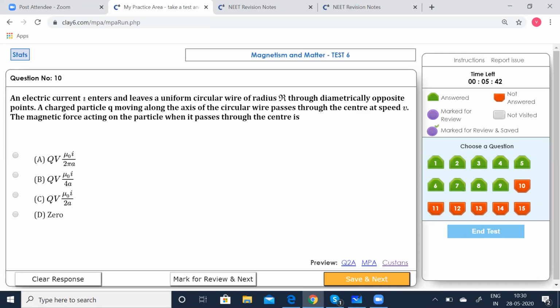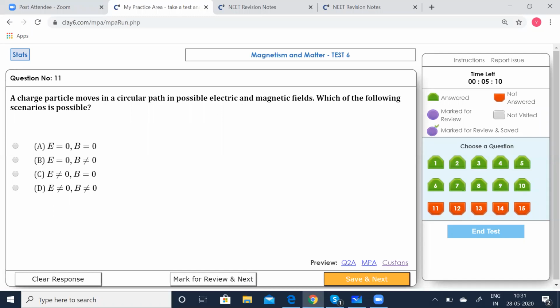Now you can see that the current is going to enter. The electric current enters and leaves the uniform circular wire of radius r through diametrically opposite points. So the charged particle Q, which moves along the axis, will pass through the center. Now we can see entry and exit are at 2 points. So the magnetic force acting on the particle as it passes through the center is going to get nullified. So D is the correct option. It's going to be 0. Now going on to the 11th one.